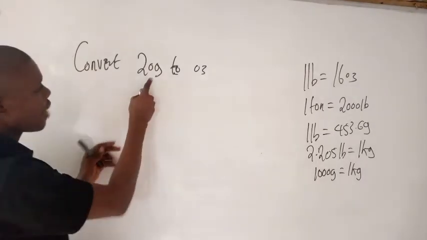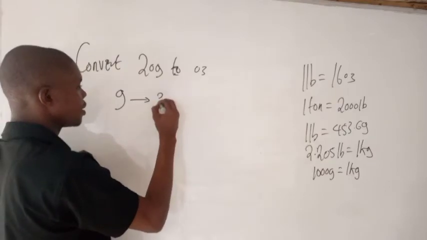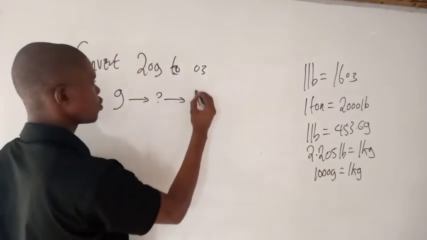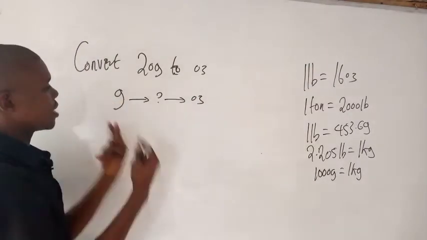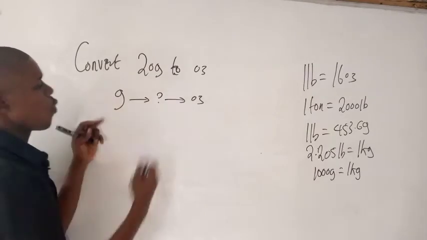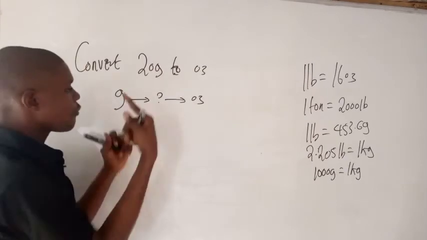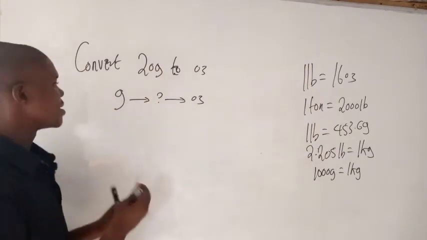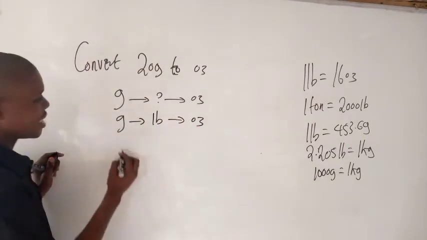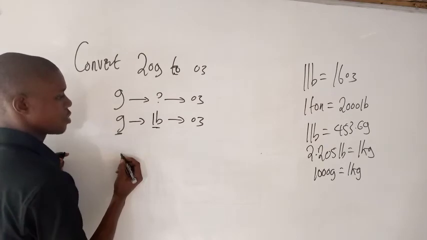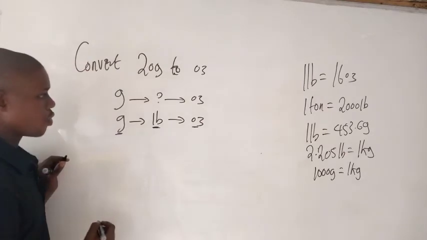Now, for you to convert from gram to ounce, for gram you need to get to a unit first before you get to ounce. Because there's no direct relation between gram and ounce, where can you convert gram to before you get to ounce? Of course, that is going to be pounds. If you can convert from gram to pounds, then you can get to ounce. There's a relation between gram and pounds, right? And a relation between pounds and ounce. Hope you understand.